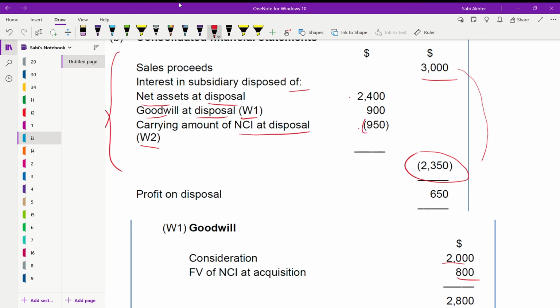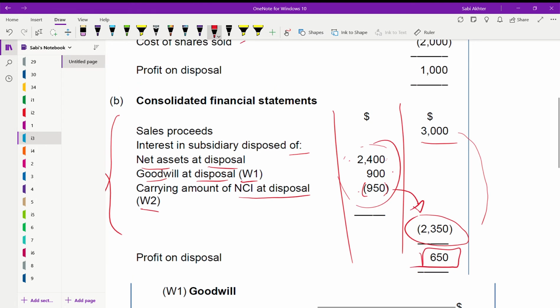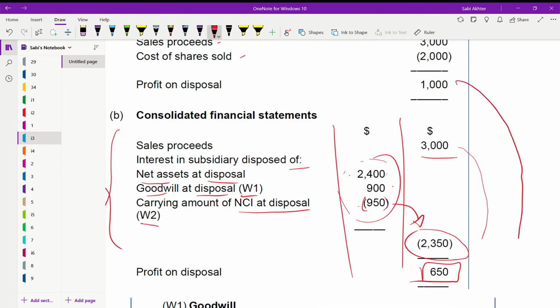So this is 950 you deduct. Okay. From this too. And so make a 2 column like this. This should be in the inner column: net assets, goodwill and NCI. In the outer column, the sale proceeds, and the total of this will go in the outer column. Like this, and finally you will be getting the profit. If you see the profit in the consolidated versus the individual, it is totally different. In the individual it is 1,000 and in the consolidation it is 650. Okay, that's the reason you have to know the impact in both places is different, it's not the same.